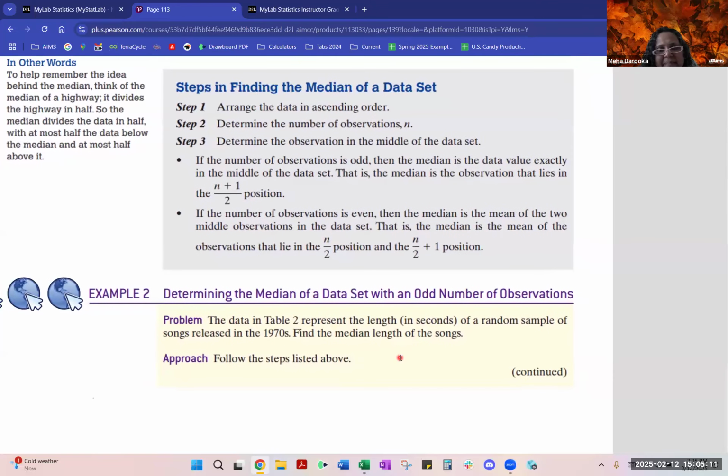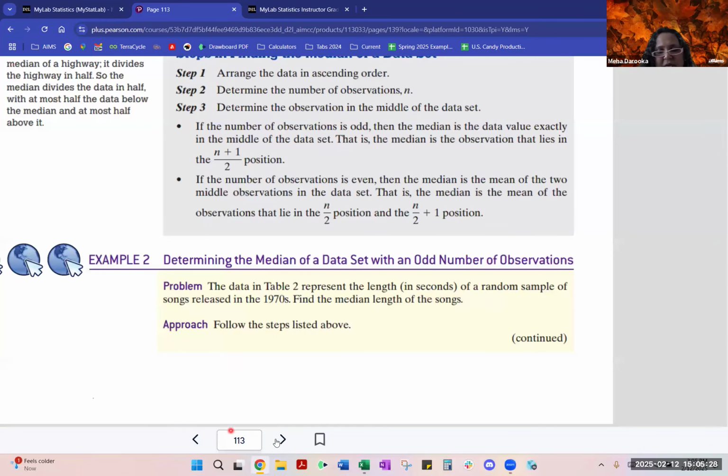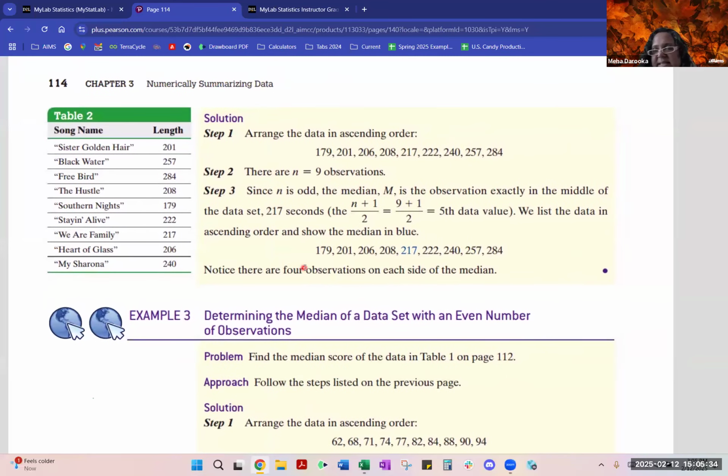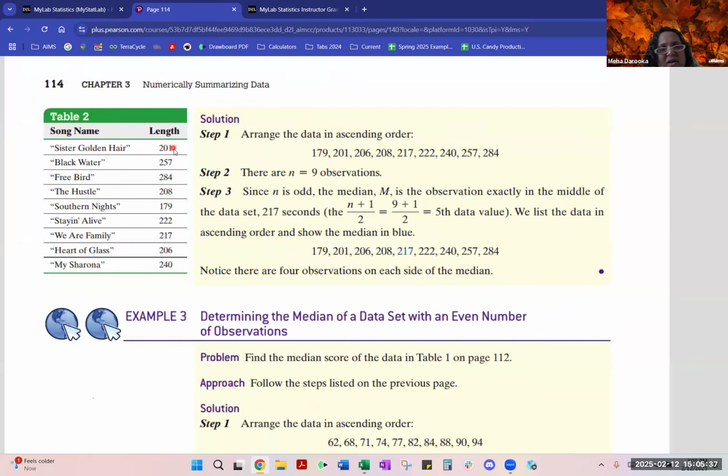So let's take a look at this example here. This one has an odd number of observations. The table represents the length in seconds of a random sample of songs released in the 1970s, and they want us to find the median length of the song. Remember, we're talking about the length of songs in seconds. This song, Sister Golden Hair, is 201 seconds long. Free Bird is 284 seconds long, which seems to be the longest one. Staying Alive is 222 seconds long.